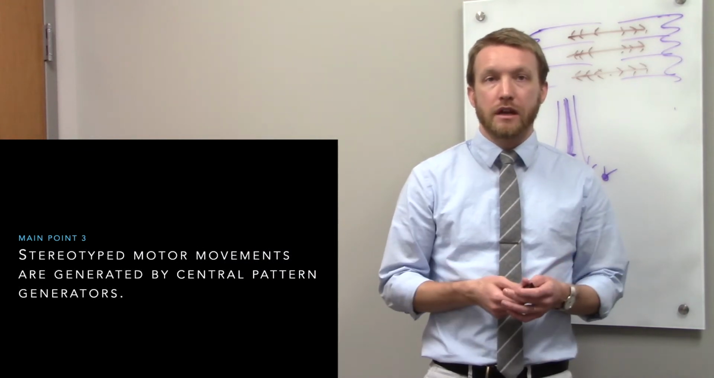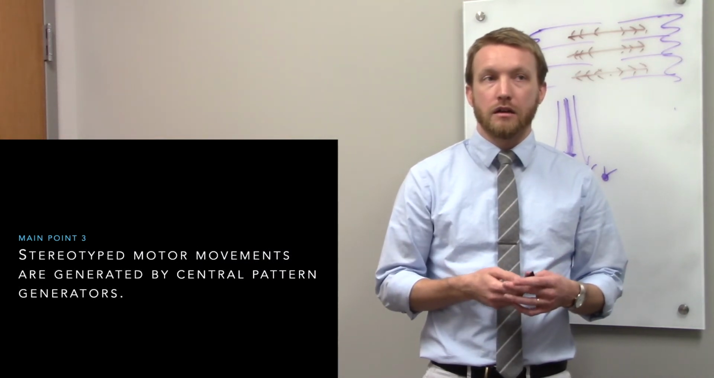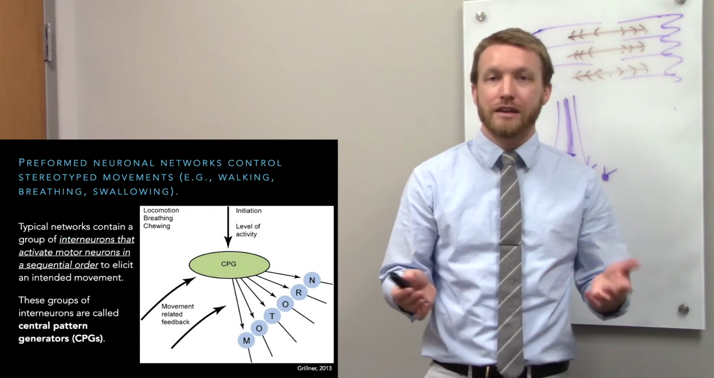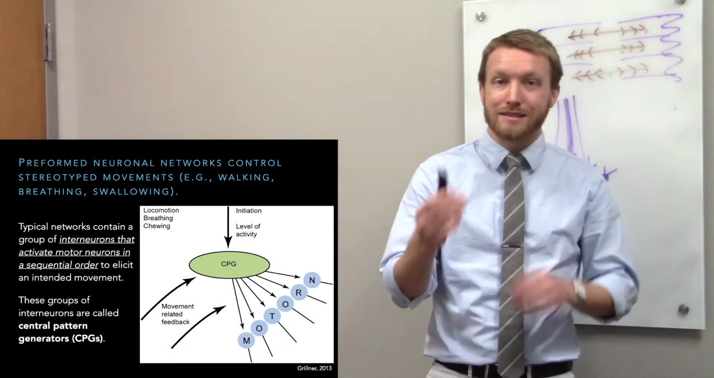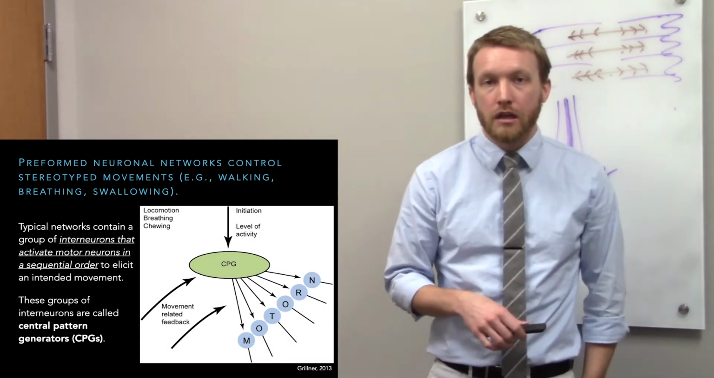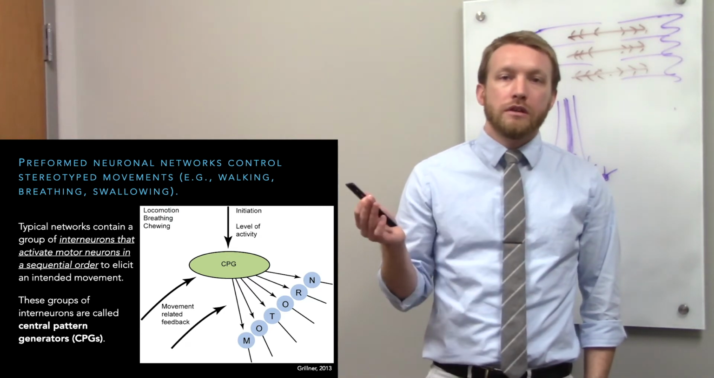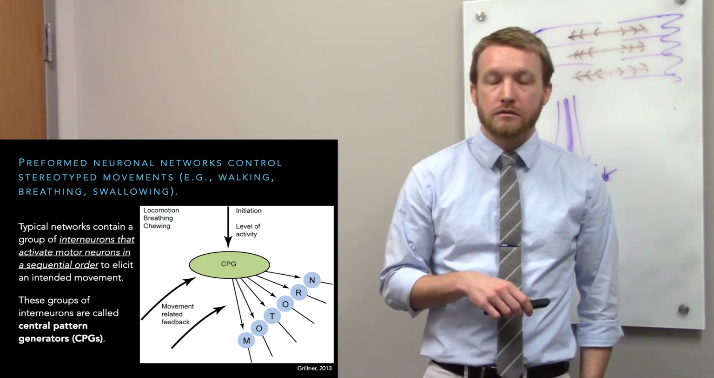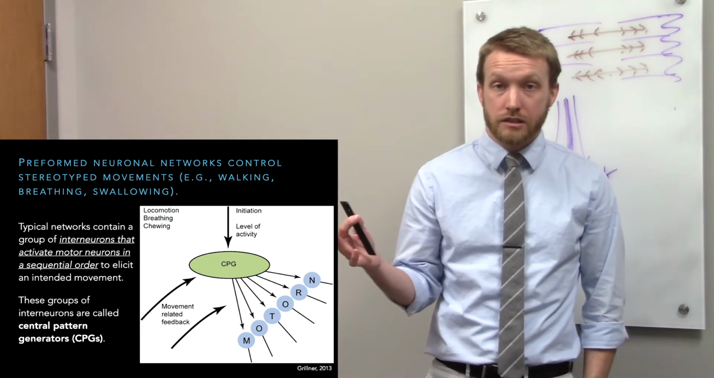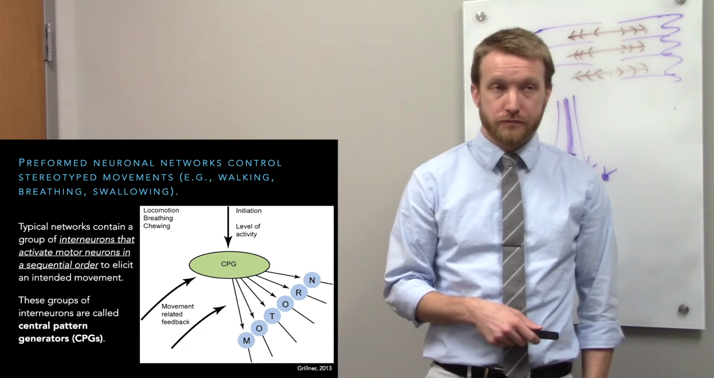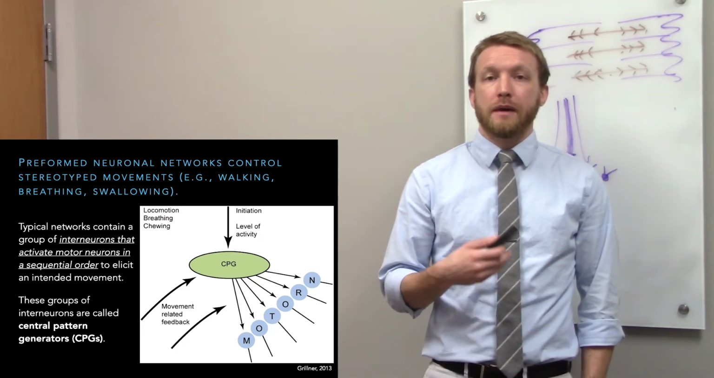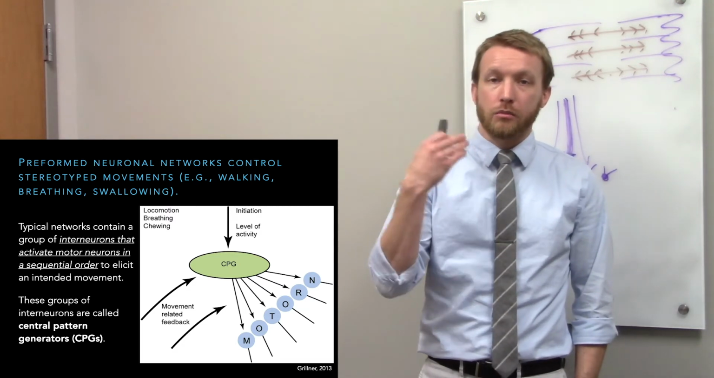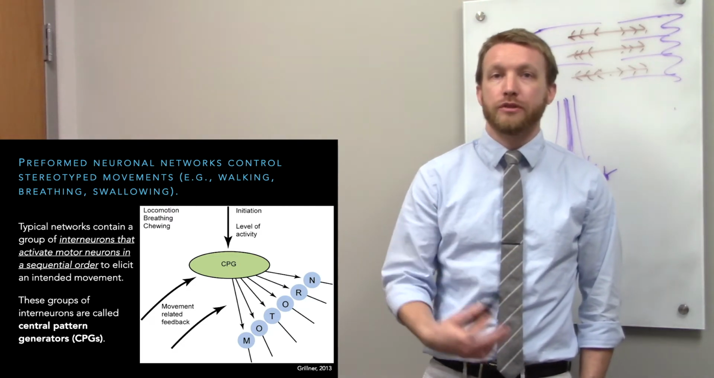Now the movements that we carry out are going to be generated by pattern generators, or collections of interneurons that help us create a consistent pattern of output. Because truth be told, we don't give a lot of thought to most of our movements, and a lot of it is carried out non-consciously. We have central pattern generators in our spinal cord and in our brainstem. They're going to help us create movement.